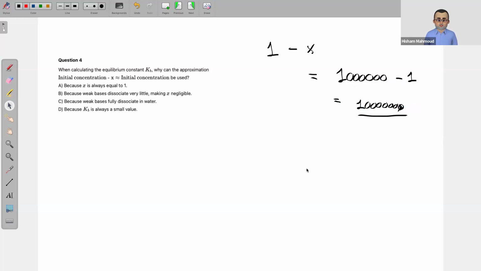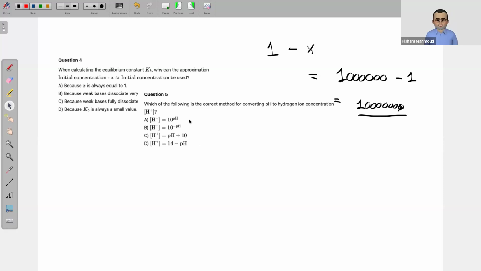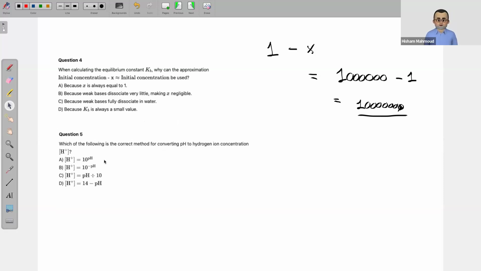The next question: which of the following is the correct method for converting the pH to hydrogen ion concentration? The same thing we did with the OH minus. So the H plus is equal to 10 to the power of negative pH.